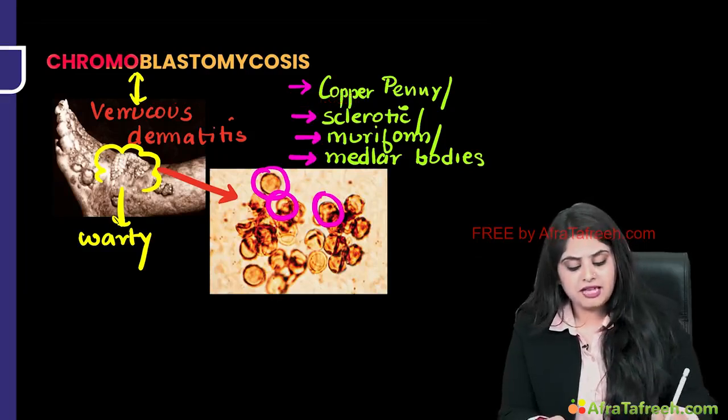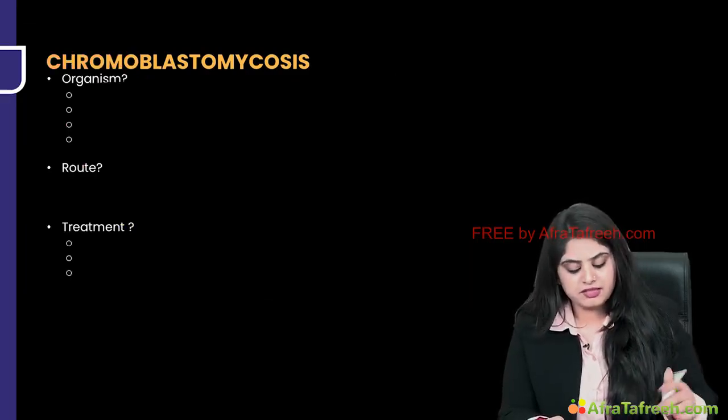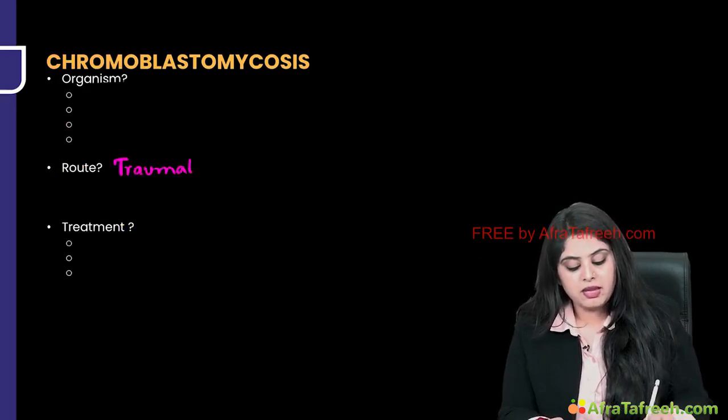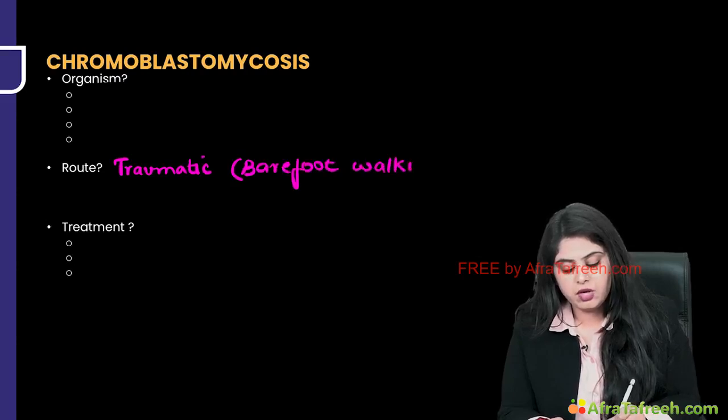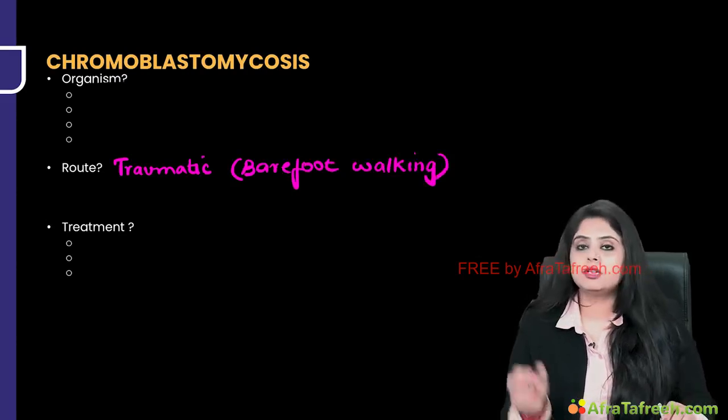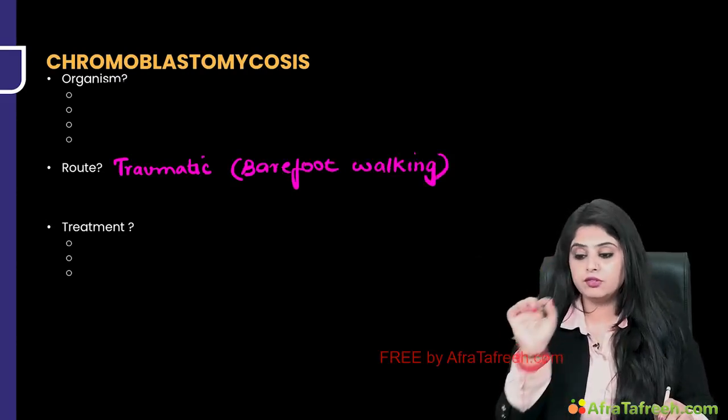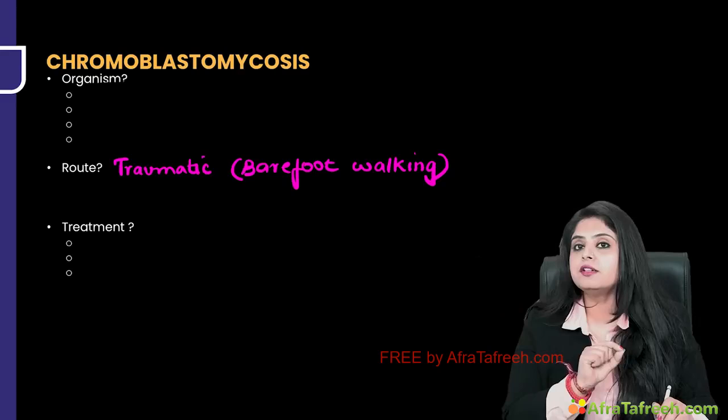But why is this person having a lesion over here in the first place? So please note, there is a traumatic implantation. He was walking barefoot. There is a traumatic implantation because this person is basically walking barefoot. So imagine he's a forest worker. He's walking barefoot. What is going to get pricked into his feet?